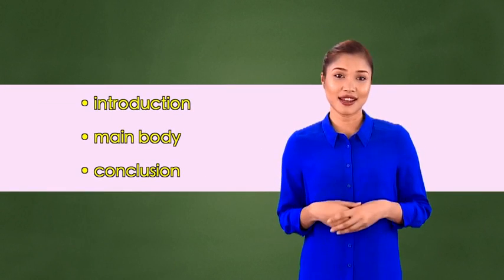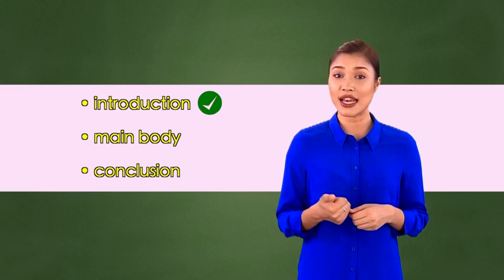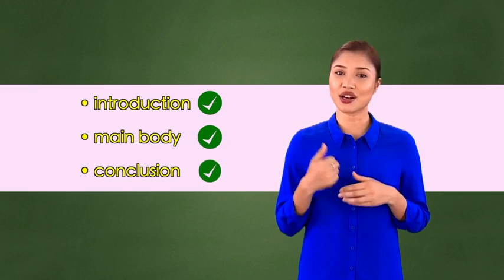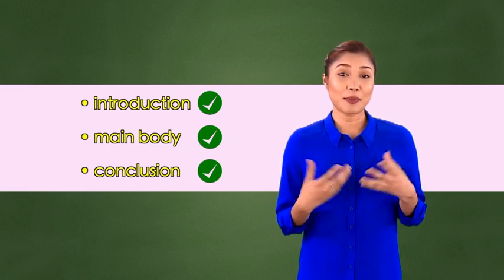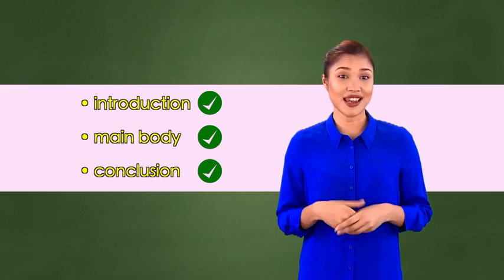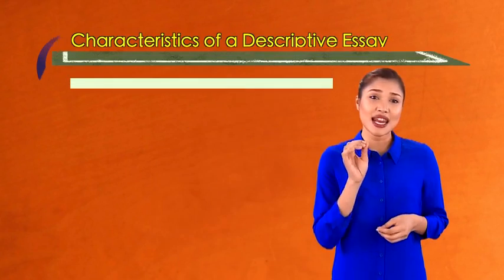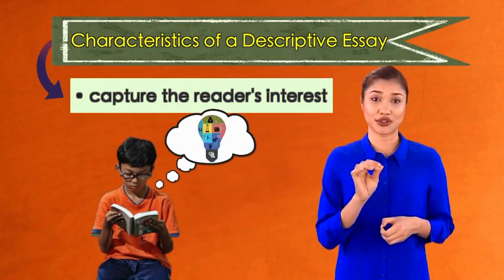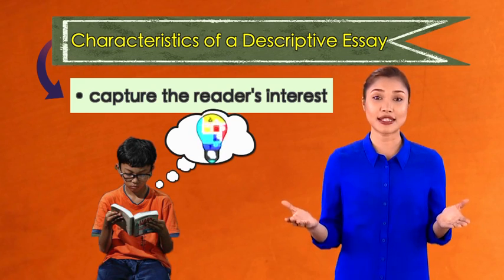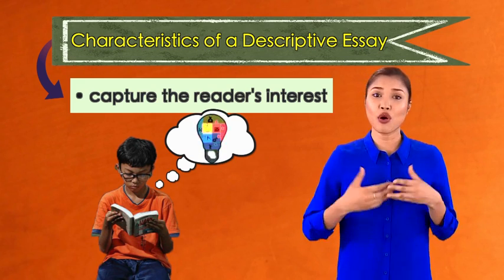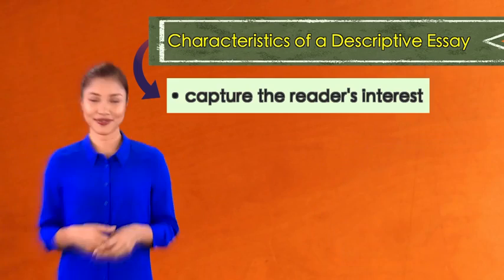Like any other essay, it has to have an introduction, a main body and a conclusion. But the approach to writing a descriptive essay is different. The first characteristic of a descriptive essay is that it has to capture the reader's interest. Unlike other essays, a descriptive essay is more on the creative side.